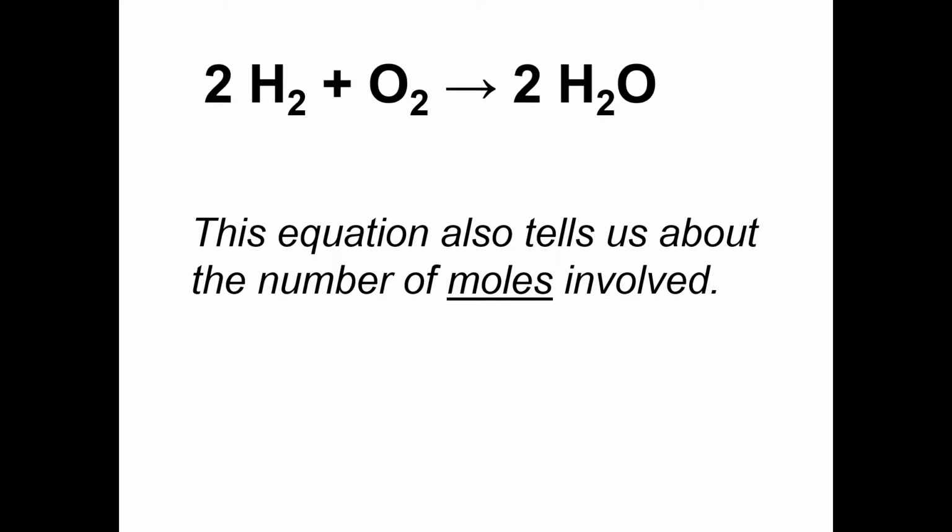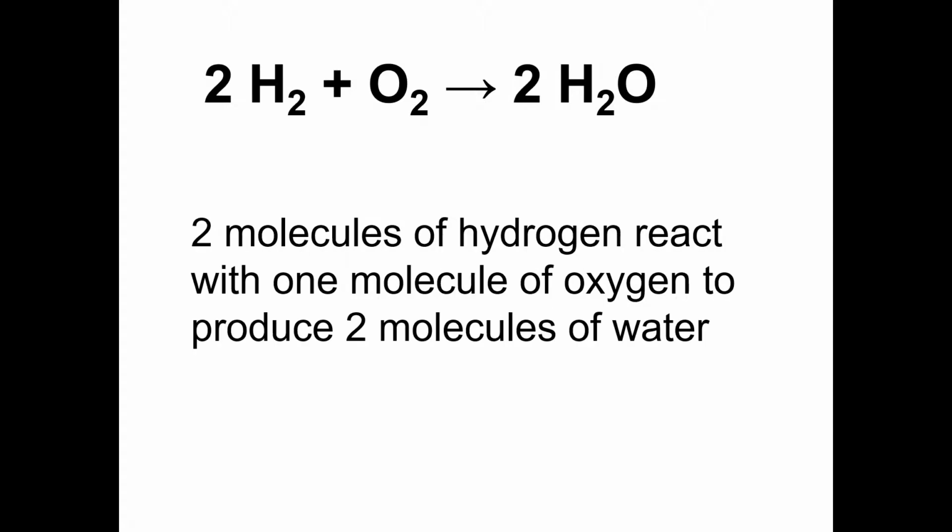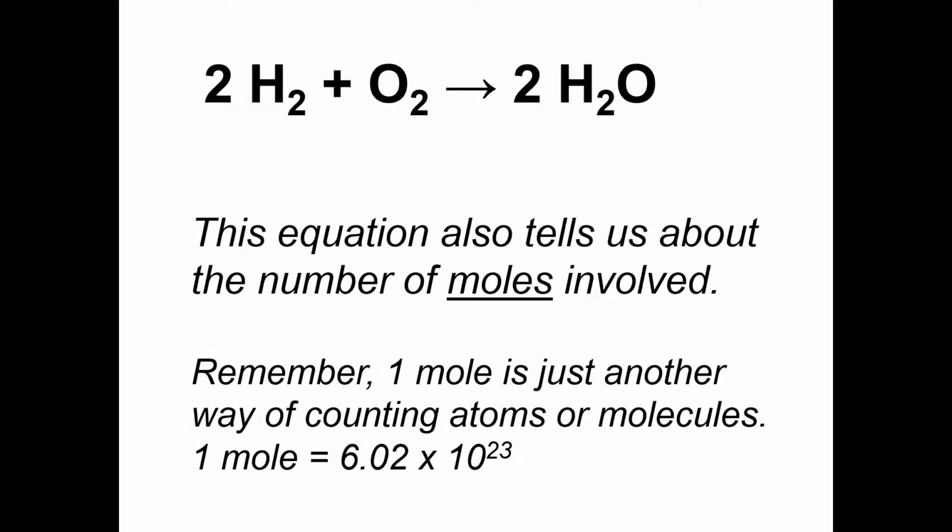So let's put that sentence we had there. 2 molecules of hydrogen react with 1 molecule of oxygen to produce 2 molecules of water. Let's think about that in terms of moles. Remember, 1 mole or a mole is just a way of counting things, atoms or molecules. And 1 mole is this huge number here, what's called the Avogadro constant, 6.02 times 10 to the power 23. An enormous number, but a very useful number.